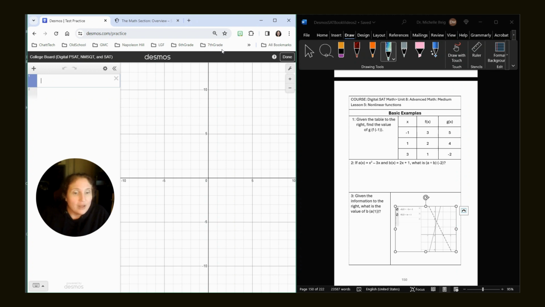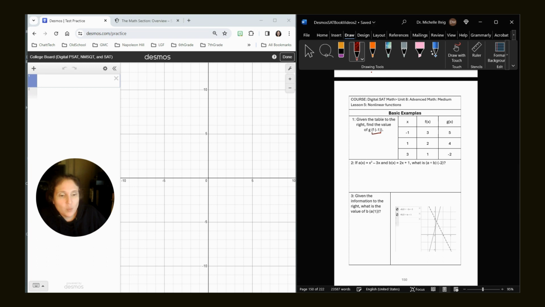Okay, here we go. We're doing Unit 8, Lesson 5, Nonlinear Functions. Given the table to the right, find the value of g of f of -1. We will use the Desmos calculator for some other ones, but here it's much easier just to look at the table. First, we're going to find f of -1. So that means when x is -1, what is f? When x is -1, f is 3.